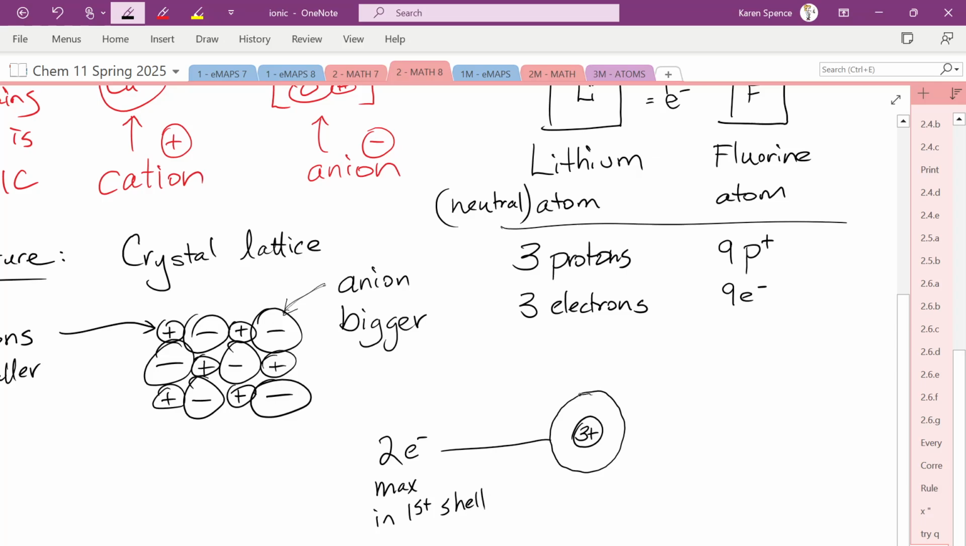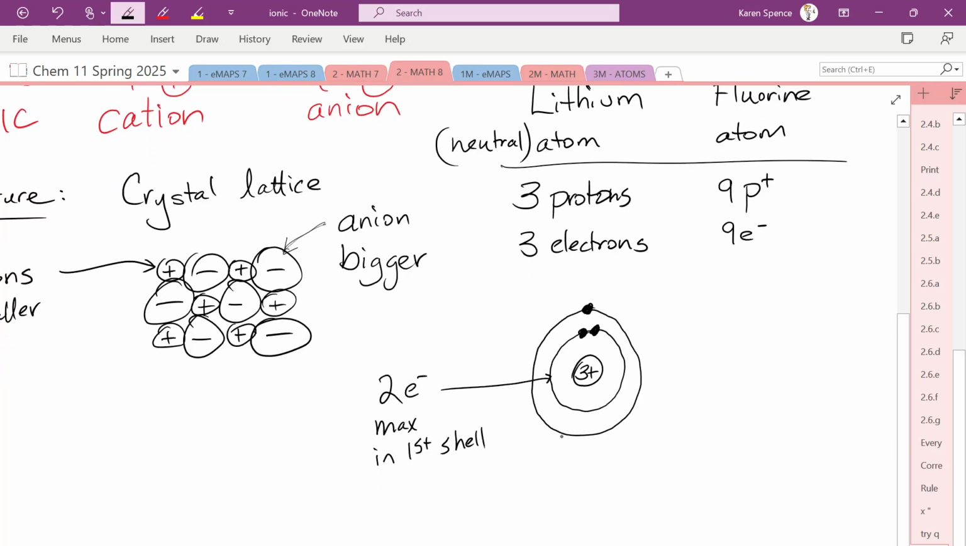So let's put in our 2 electrons, and if you've drawn them separately in the past, I'm going to get you to draw them together. Okay, we'll find out the reason for that later on. That's our first 2 electrons, but we need 3 electrons. First shell is full, so we need to go to the second shell and put in our 3rd electron. I'm going to put it in at the top. How many electrons max on the second shell? 8.